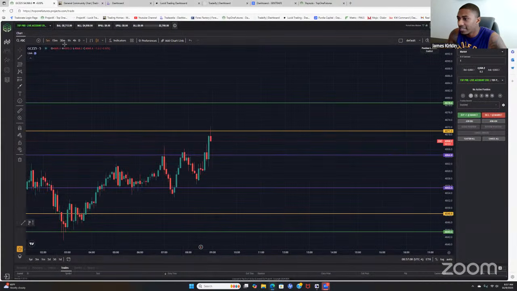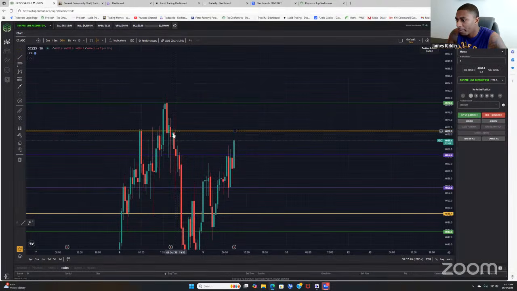So, the area I identify right here, right there, and right there, price is perfectly rejecting out of. So that's how I say you just kind of want to look left to see where price is heading to next.